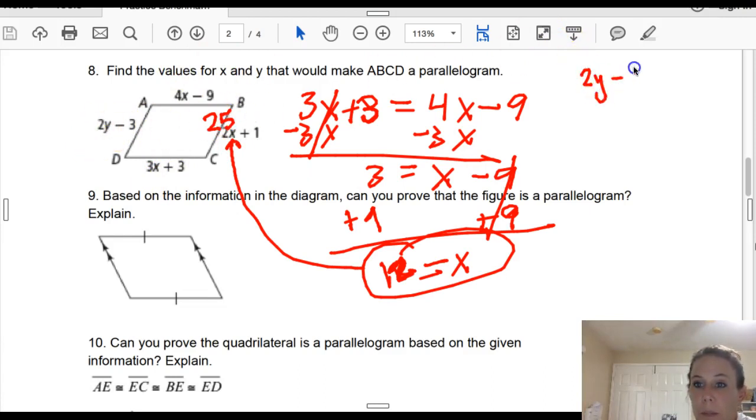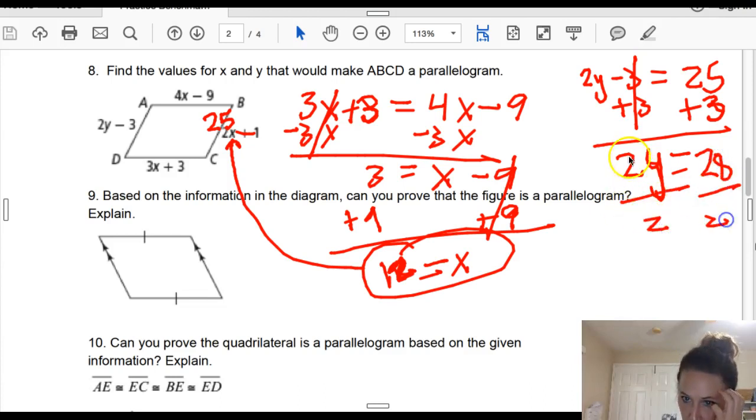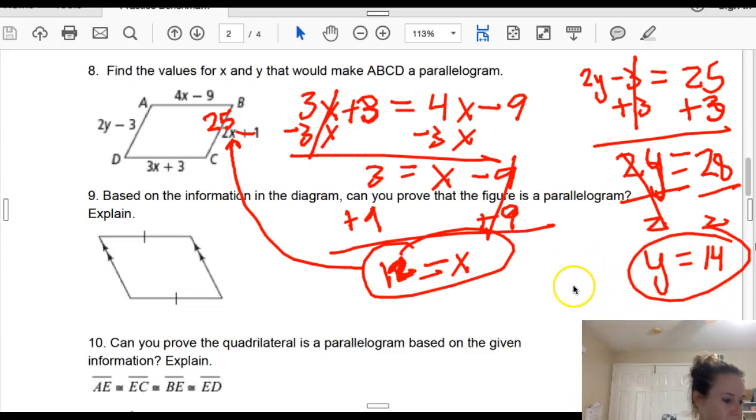2y minus 3 equals 25. You want these sides to be equal to each other and solve for y over here. Plus 3 to both sides. Ew, this thing is hard. 2y equals 25 plus 3, which is 28. And then divide by 2, and you're going to get y is 14. And you're finished. X is 12, y is 14.